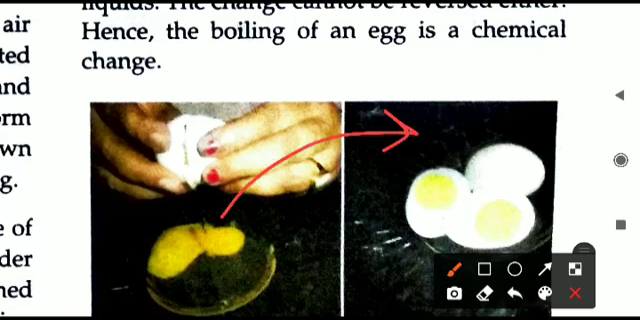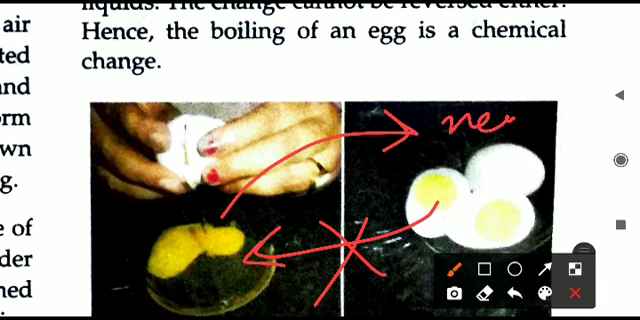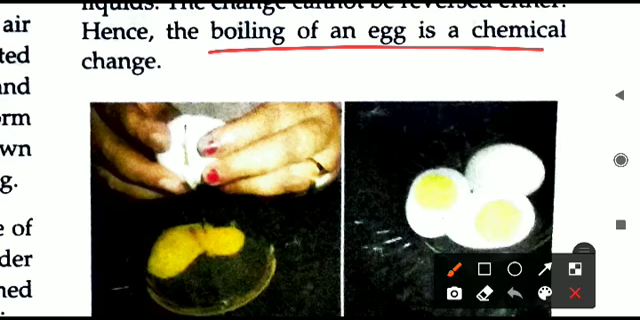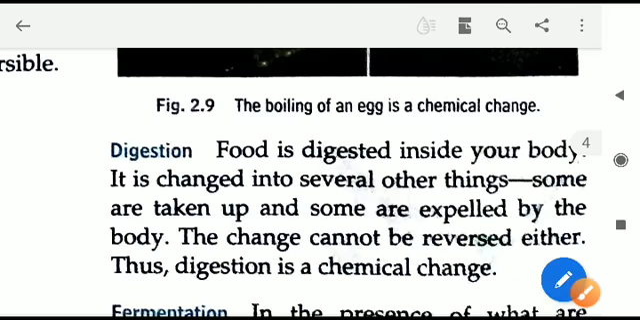And once it has boiled, we cannot get it back in the original form. We can boil the egg one time, but the opposite reaction is not possible. So on boiling, a new substance is coming. The boiled egg is a new substance that is obtained, but it is an irreversible change also. So both the conditions are fulfilled, a new product is formed and the change is irreversible, and hence we can say boiling of egg is a chemical change.